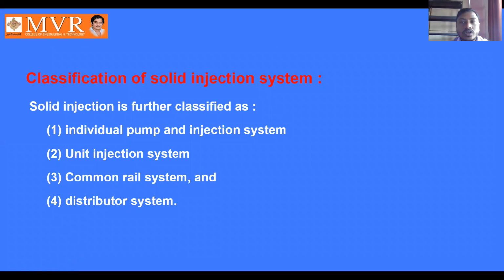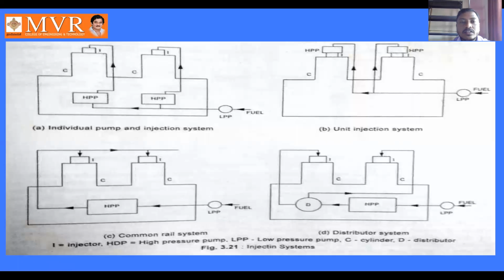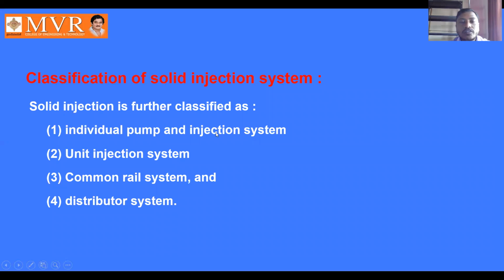Coming to the classification of solid injection systems, the solid injection system is classified into 4 types: individual pump and injection system, unit injection system, common rail system, and distributor system. These are the 4 solid injection systems which we use in diesel power plants. Here we can observe the diagrams of these 4 systems.